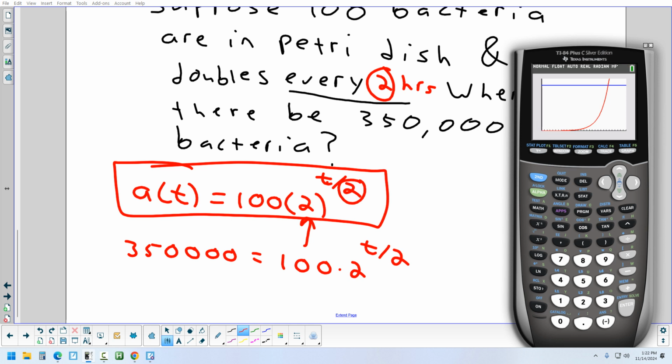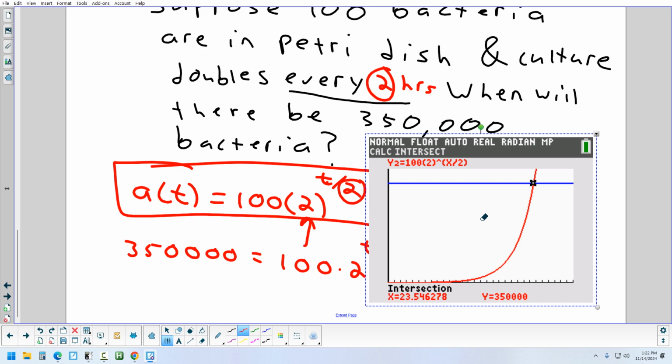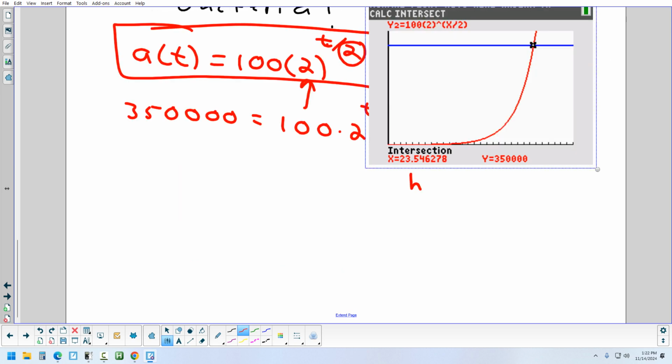So let's figure out exactly how many hours it takes. How do we do that? Second calc, intersect. So if you have 100 bacteria doubling every 2 hours, it's going to take just under 1 day, 23.5 hours. If you're going to round to 1 decimal, it's 23.5, or 2 decimals would be 23.55. Okay, so just under 1 day to go from 100 bacteria to 350,000.